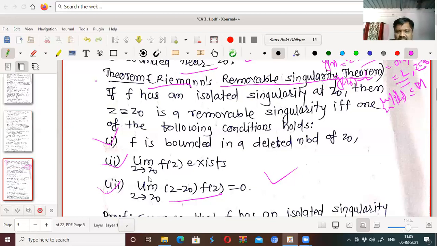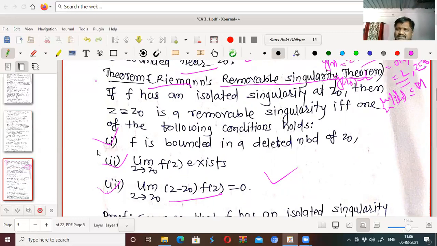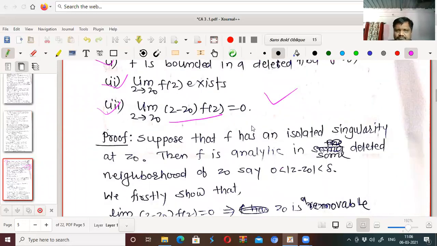Similarly, if f has a removable singularity at z equal to z0, then the limit as z tends to z0 of (z minus z0) into f of z equals 0. Conversely, if the limit as z tends to z0 of (z minus z0) f of z equals 0, then the singularity z0 is a removable singularity of f of z. These are the three cases here. That is called Riemann's removable singularity theorem.